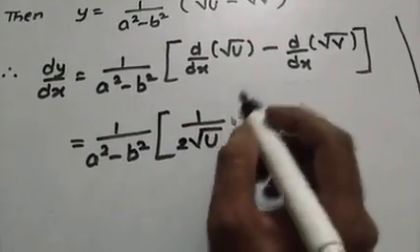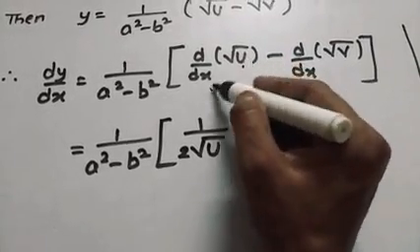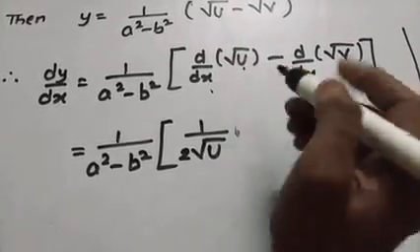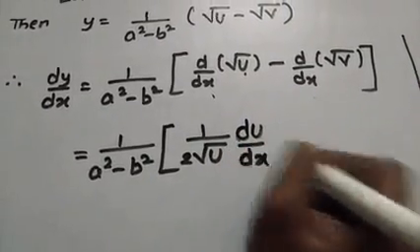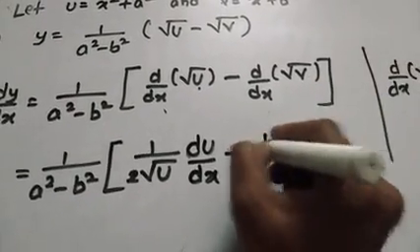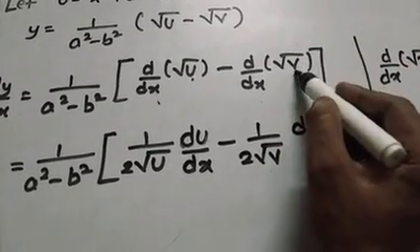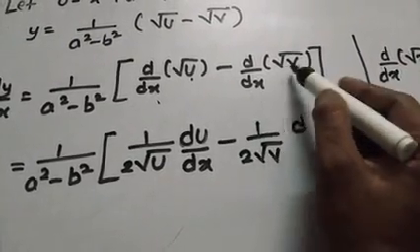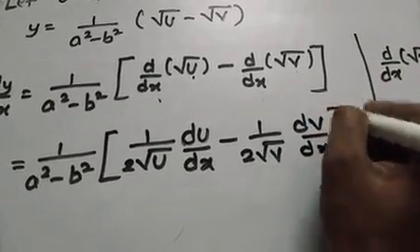1 by 2 root over u, but again this is u, this is x. These two are not the same. So by chain rule we are going to further differentiate u with respect to x. Minus d/dx of root over v, that means 1 by 2 root over v. Again this is v, this is x. These are not the same, so we will further differentiate v with respect to x.